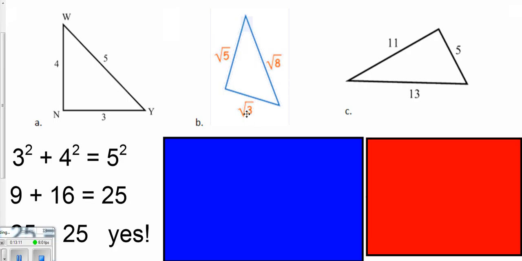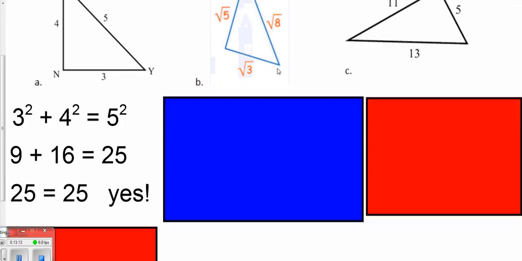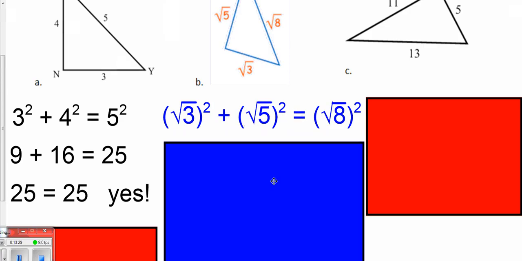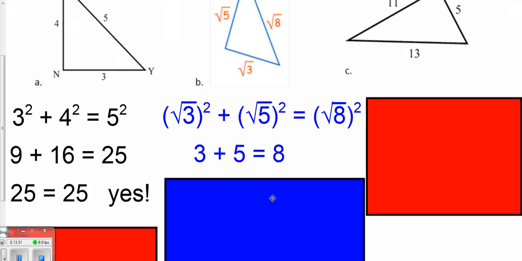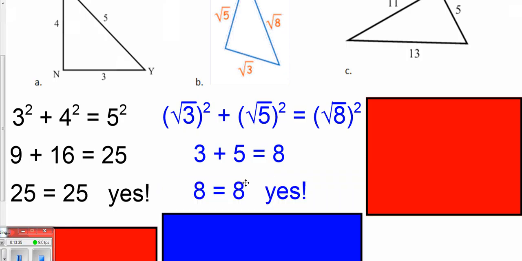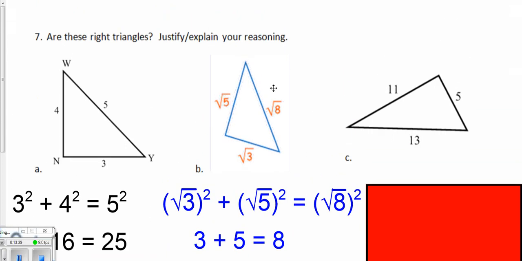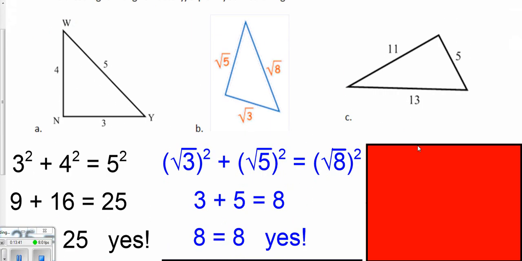Let's look at these lengths, square root of 3, square root of 5, and square root of 8. We would use the two smaller ones, square root of 3 and square root of 5, and see if they add up to the square root of 8. So square root of 3 squared plus the square root of 5 squared equals the square root of 8 squared. Well, each of those would just become 3, 5, and 8. So 3 plus 5 equals 8. So we're saying 8 equals 8, which is true, so yes, these would make a right triangle.